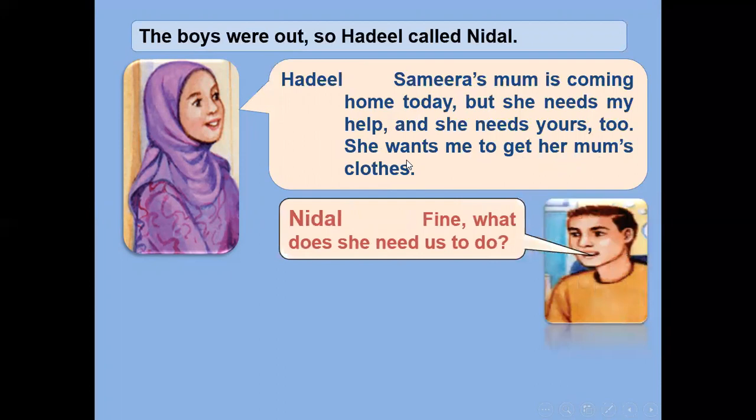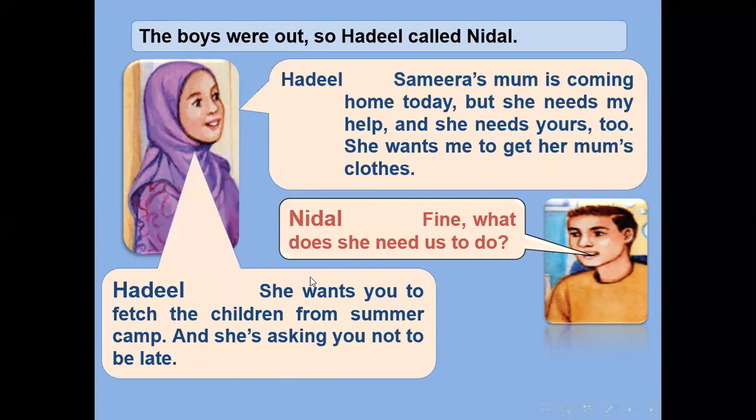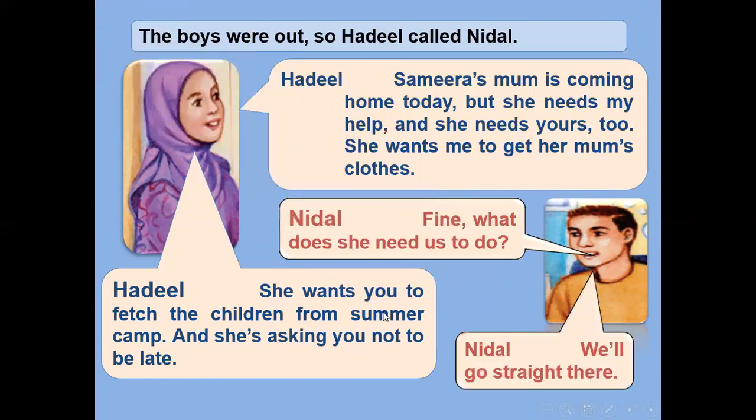Fine. What does she need us to do? She told him, she wants you to fetch the children from summer camp. And she's asking you not to be late. She wants you, Nidal and Rami, to bring the children and not to be late. He said, we'll go straight there. We'll go directly there, to the summer camp, and fetch the children.